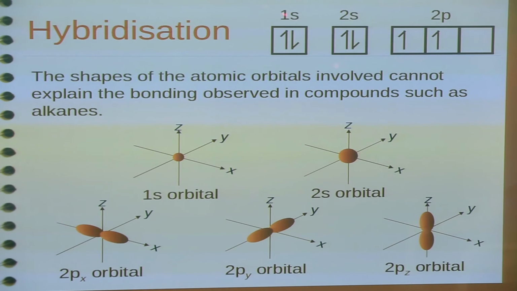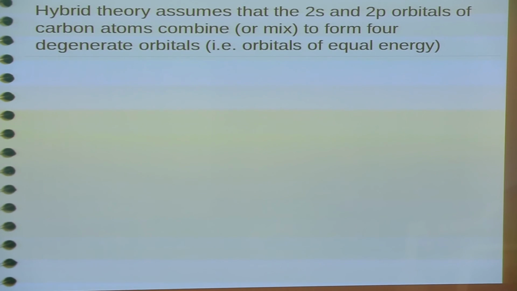Here in the carbon, 1s is full, 2s is full. In 2p there are 2 electrons, that is 2px1, 2py1, and 2pz is an empty orbital. But remember, the 2s and 2p themselves are of almost equal energy level. If that is the case, what can happen? Hybrid theory assumes that 2s and 2p orbitals of carbon atoms combine to form 4 identical orbitals.